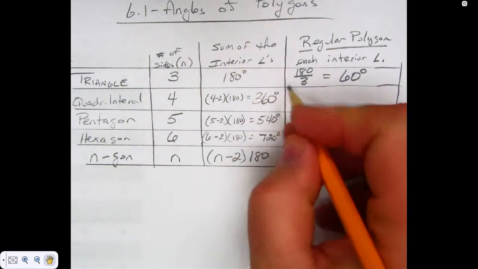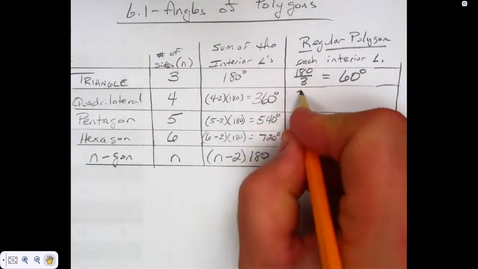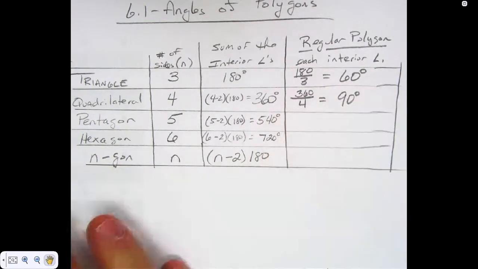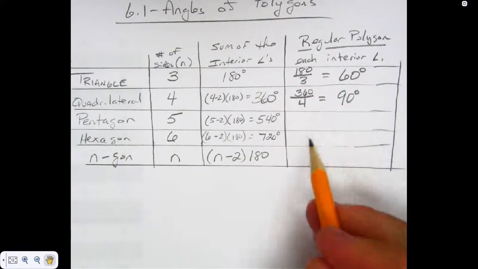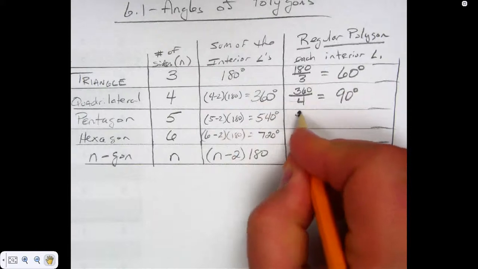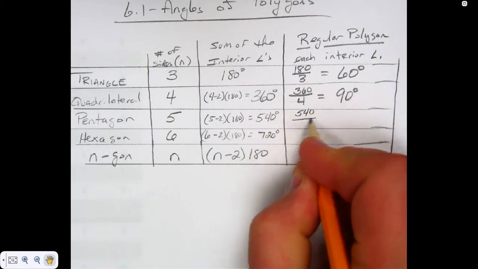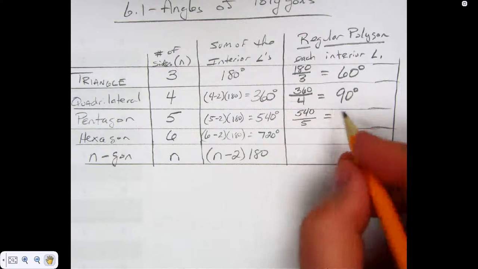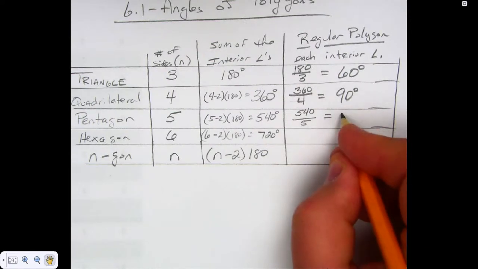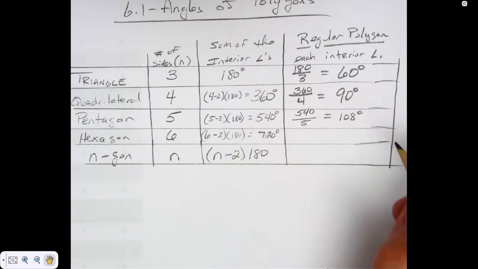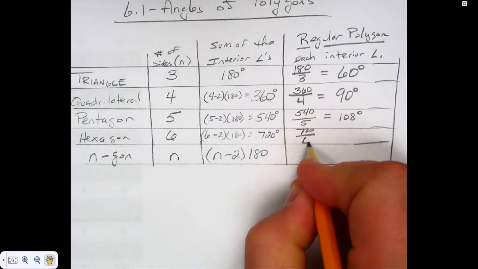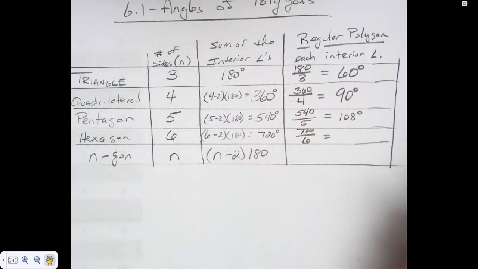A regular quadrilateral. Well, what do I do here? Divided by how many angles are there? What do you get? So we're talking about each interior angle of a regular polygon now. For a regular pentagon, what would I do? 540, and I would divide by, what do I get? 108 degrees. Let's talk about a regular hexagon. I would divide this by what? 6. What is 720 divided by 6?